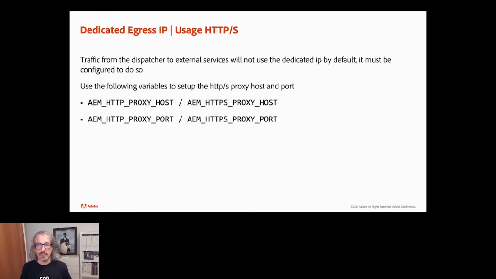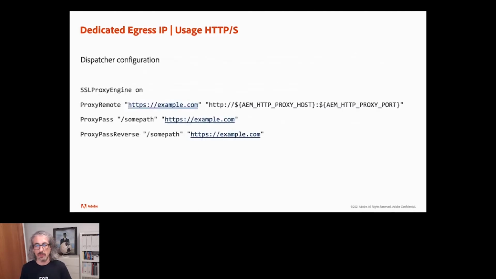Traffic from the dispatcher you have to configure explicitly. You can also configure it to use the dedicated egress IP, and the proxy variables that you would set are these: AEM_HTTP_PROXY_HOST and AEM_HTTP_PROXY_PORT. An example would be: if you want to connect to example.com/some-path from the dispatcher, you would set the ProxyRemote directive with this value, and then just use ProxyPass and ProxyPassReverse as you would configure the dispatcher anyway.